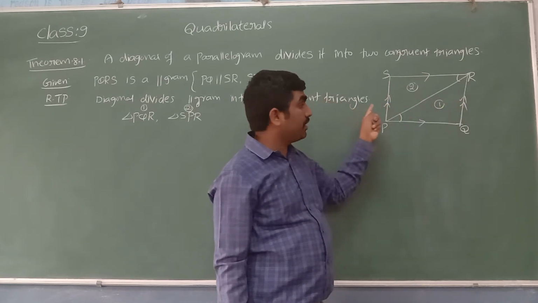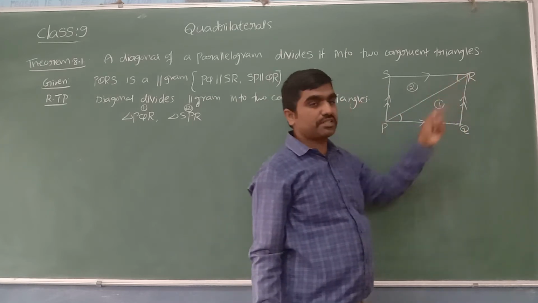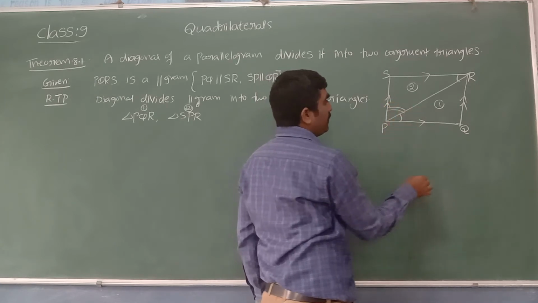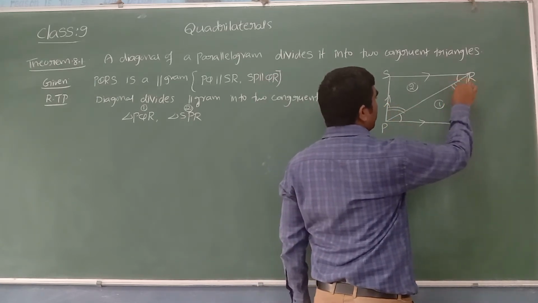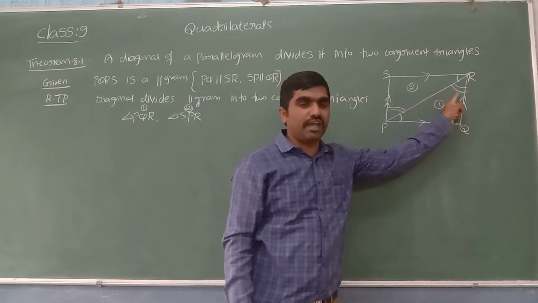Let's see the other pair. SP is parallel to QR and PR is the transversal. We can say that angle P in the second triangle equals angle R in the first triangle. Can you say what the reason is? Sir, they are also alternate angles.